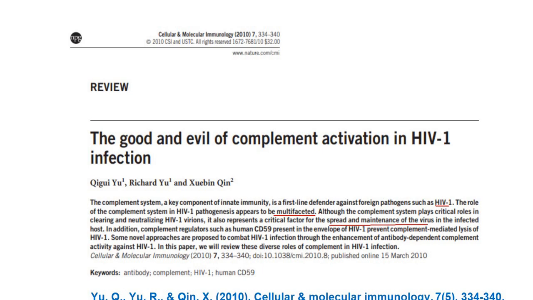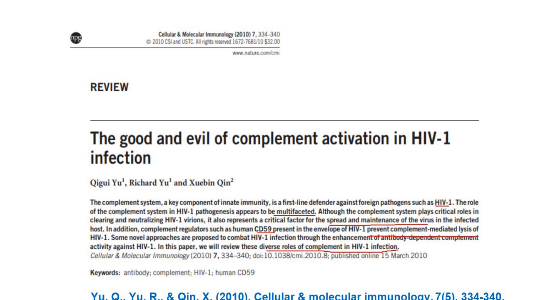In addition to complement regulators such as human CD59, vitronectin, which is present in the envelope of HIV-1, these vitronectin and CD59 will prevent the complement mediated lysis of HIV. See how the virus is so clever. So, this paper which I have mentioned reviews the diverse roles of complement in HIV infection. Interesting paper, you can go through.